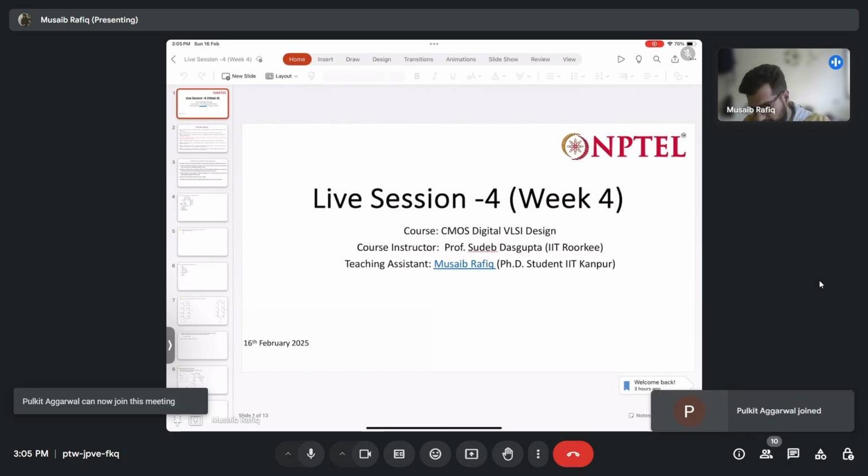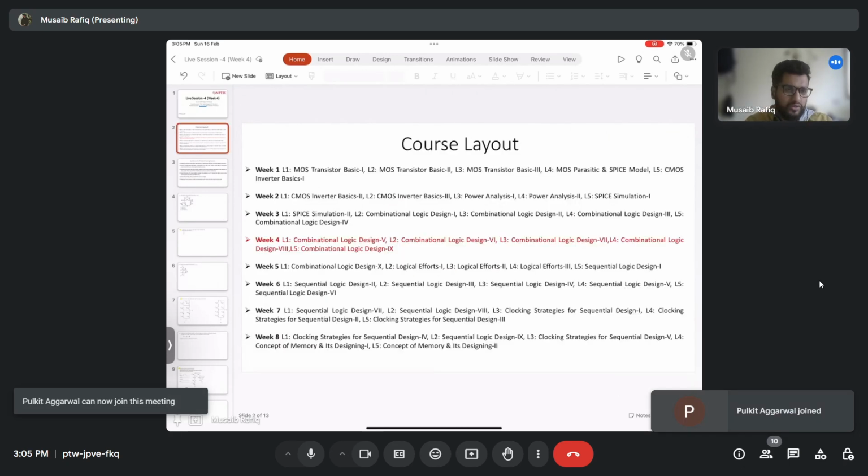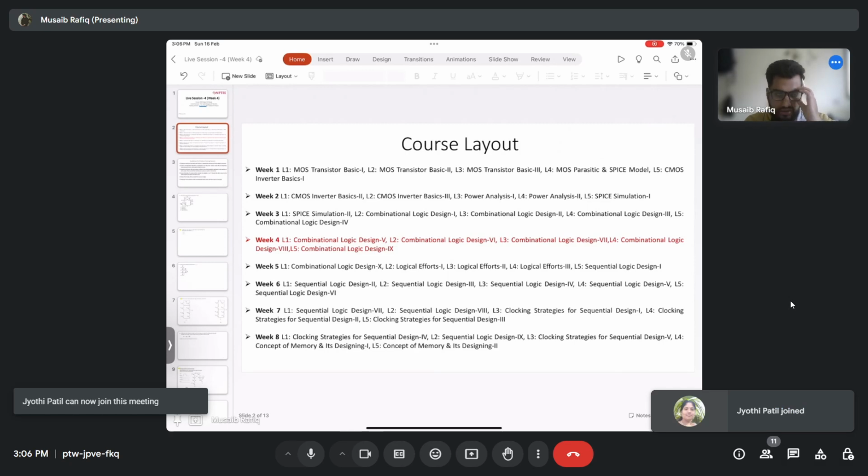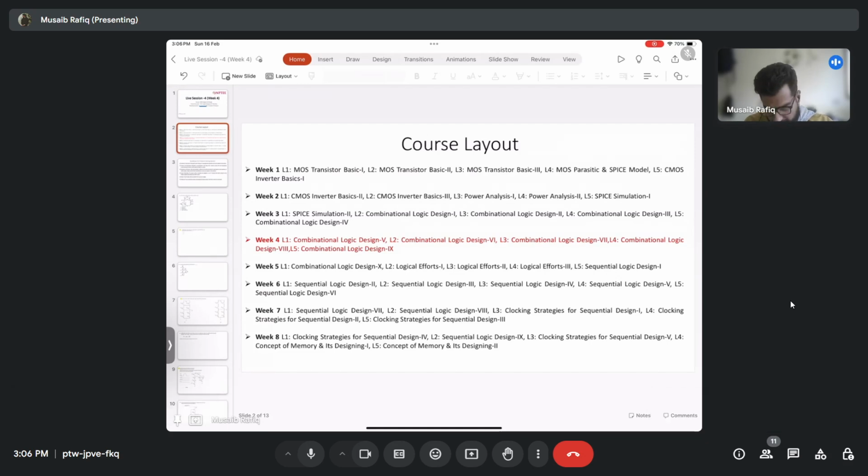Today, we'll be discussing problems related to combinational logic styles, and in fact next week also we'll concentrate mostly on combinational logic, where most of the problems will be oriented around logical effort. And from week 6, that is live session 6, we will touch upon the sequential circuits. So today is live session 4.